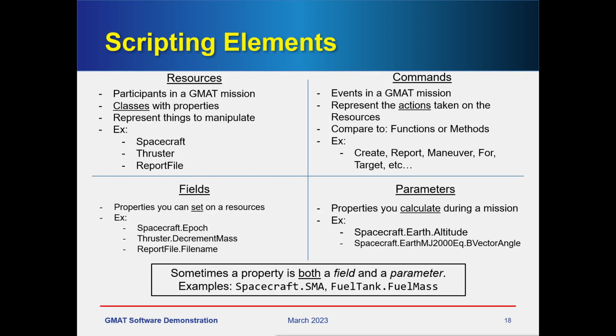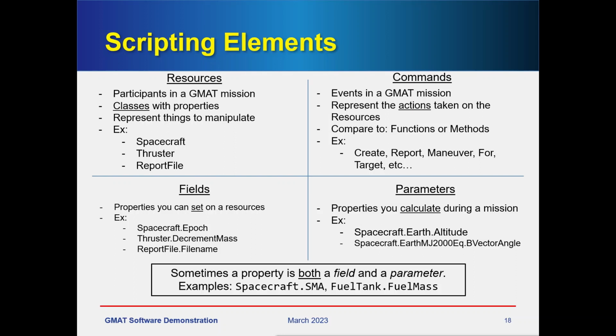Fields are properties you can set. Many times a resource's fields are static, such as when you set up a spacecraft's initial state. The time or epoch associated with that initial state does not change. Another example is thruster.decrement mass. This is a true or false that sets a setting in GMAT. Thirdly, a file name is a static field, which is set in order for GMAT to write to that report.